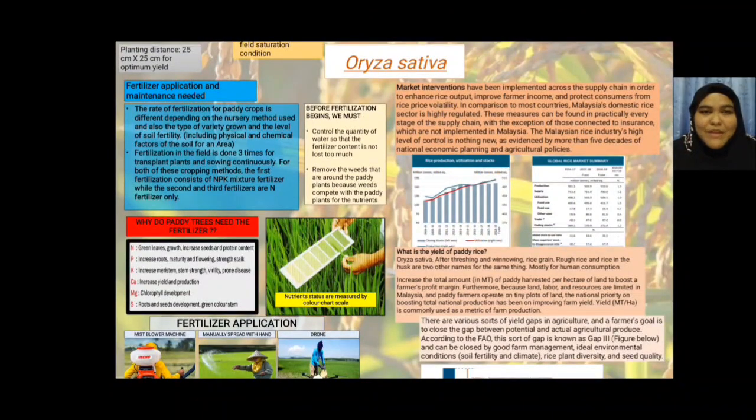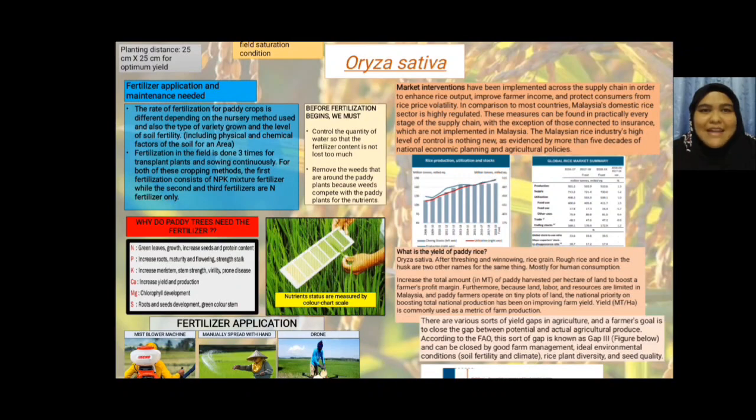What is the yield of paddy rice? Oryza sativa, after threshing and winnowing the rice grain, rough rice and rice in the husk are two other names for the same thing, mostly for human consumption. Increase the total amount in metric tons of paddy harvested per hectare of land to boost a farmer's profit margin. Furthermore, because land, labor, and resources are limited in Malaysia and paddy farmers operate on tiny plots of land, the national priority on boosting total national production has been on improving farm yield.